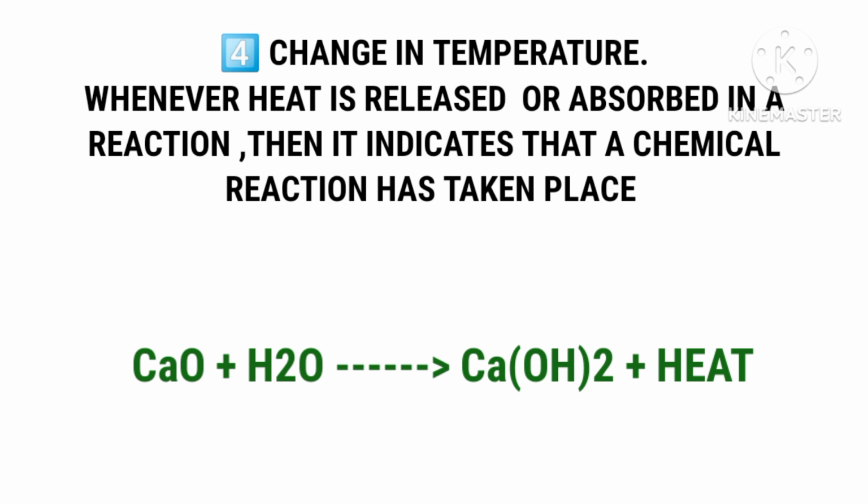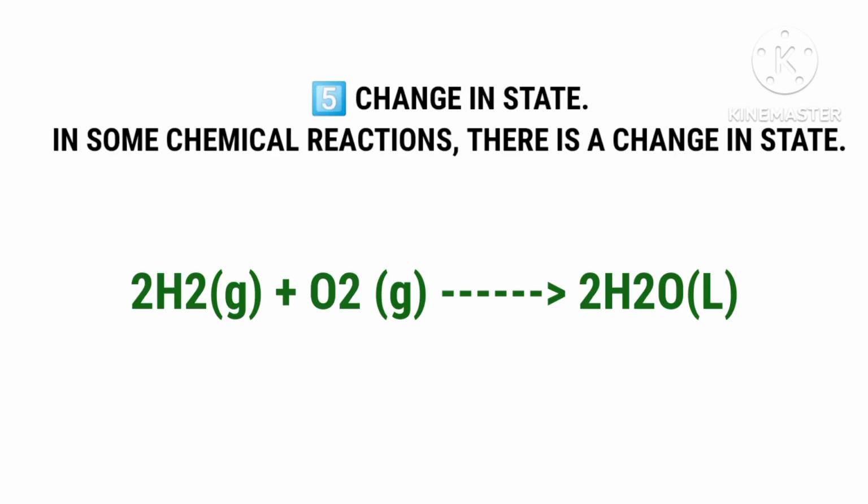4. Change in temperature. Whenever heat is released or absorbed in a reaction, then it indicates that a chemical reaction has taken place. Calcium oxide and water react to give calcium hydroxide and heat. 5. Change in state. In some chemical reactions, there is a change in state. Hydrogen and oxygen combine to give water.